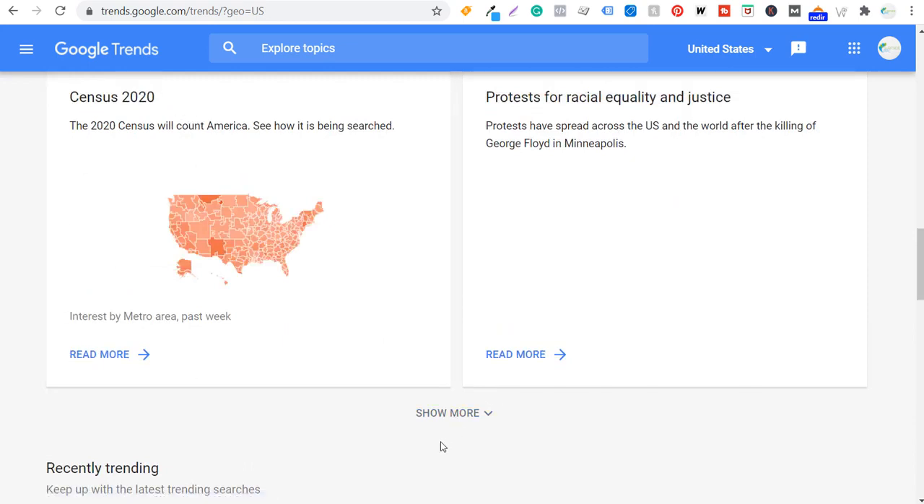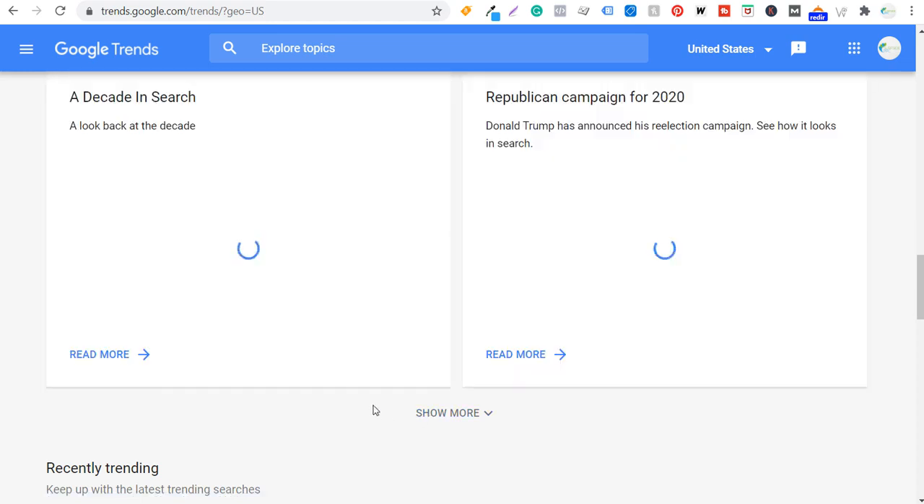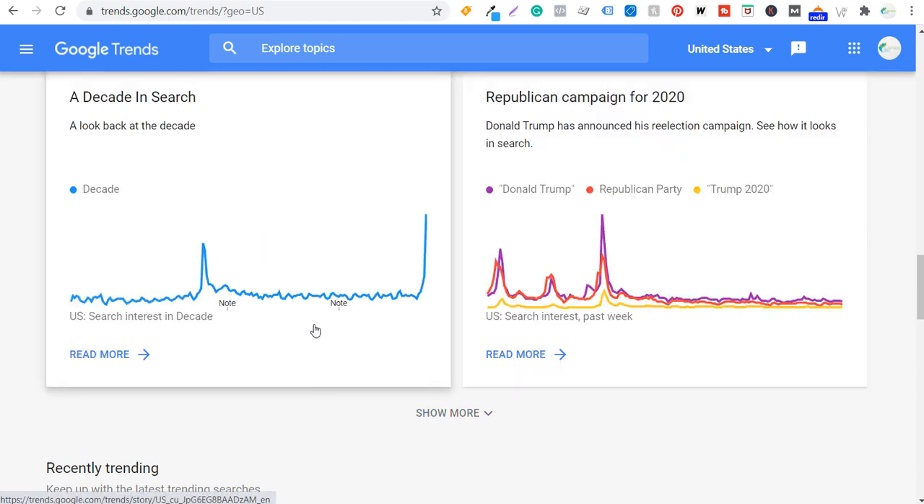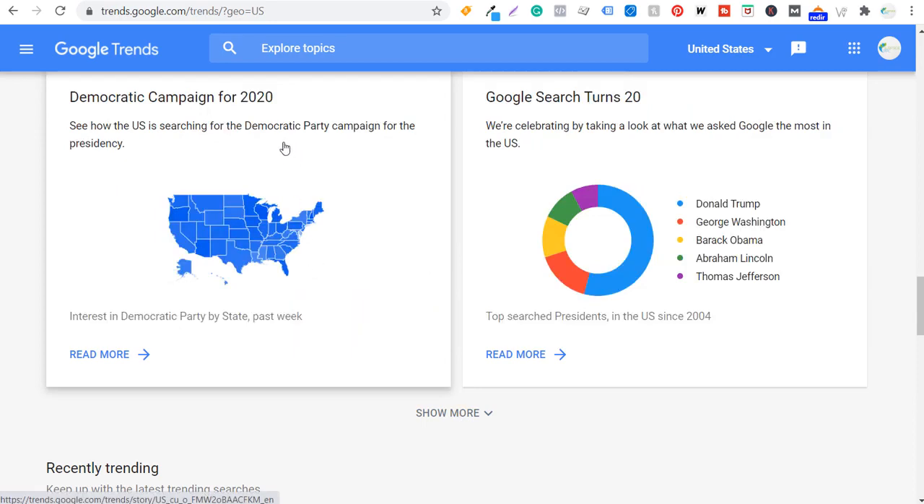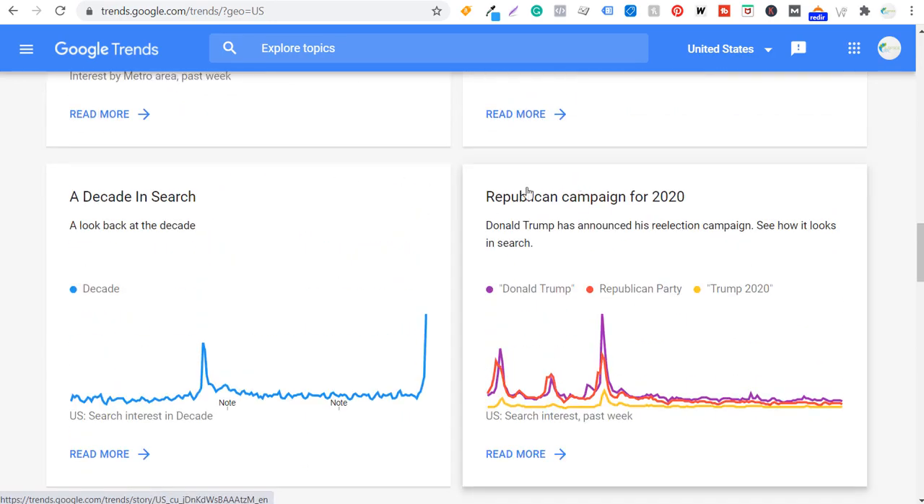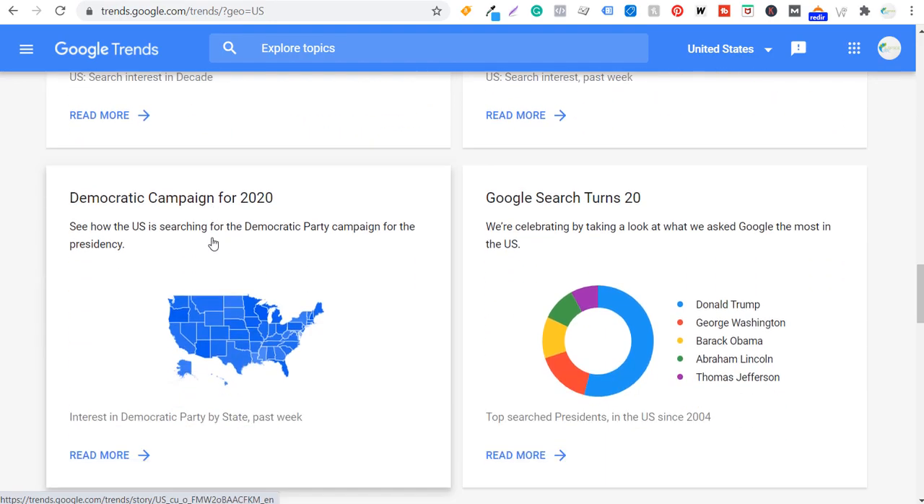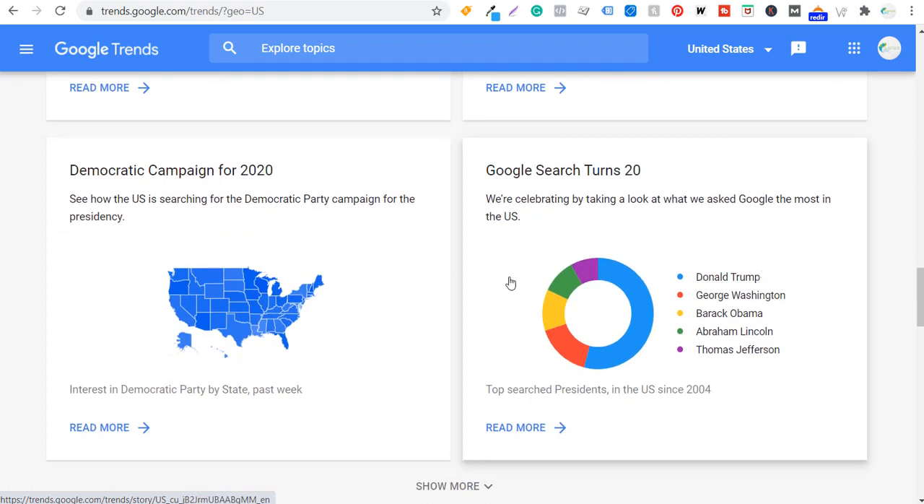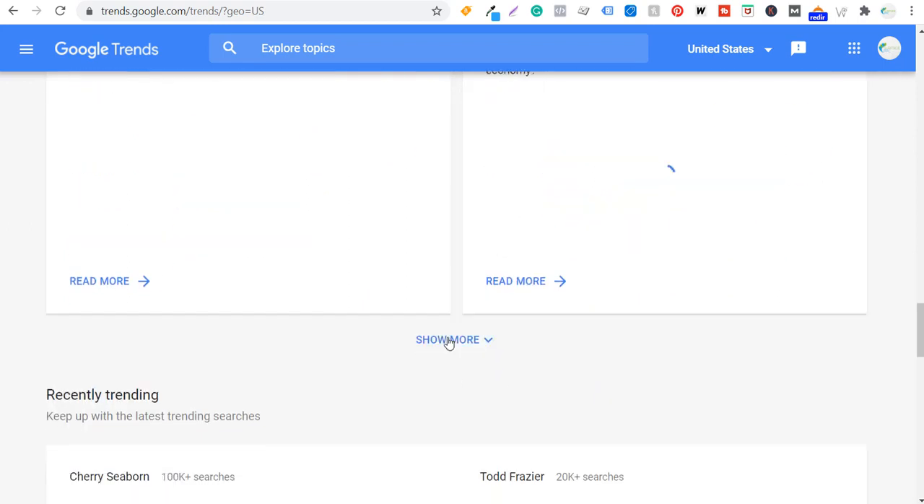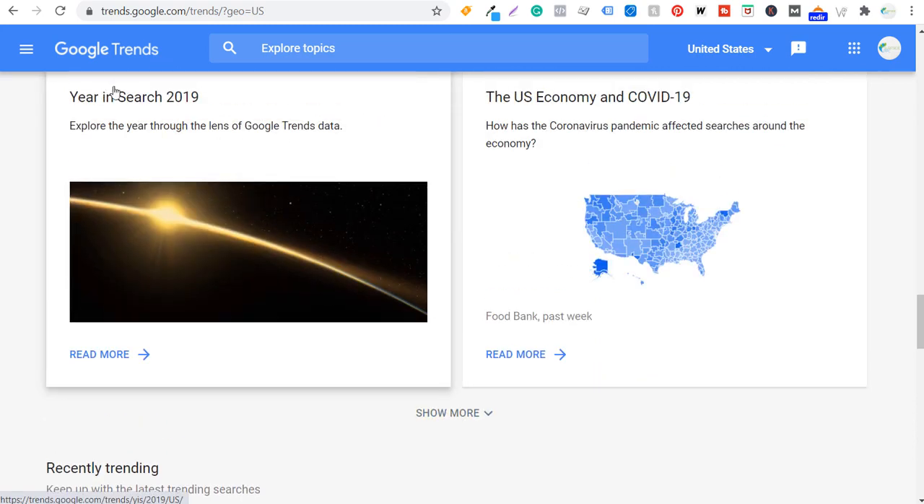Now, a lot of times it's not always going to be pleasant. So just keep in mind when you go through Google Trends, you are going to see a lot of bad news, because a lot of times that's unfortunately what trends and what people are searching for. So you can see a lot of different ideas here. Democratic campaign, Republican campaign, a decade in search, Google search turns 20. So who are the top searched presidents in the US since 2004? If we keep clicking on show more, you're going to see more and more data.